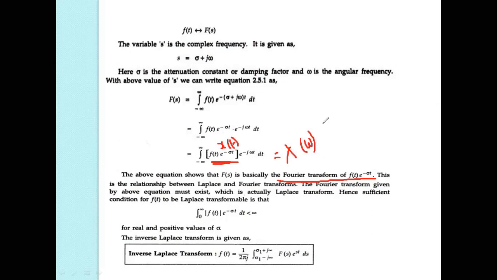When sigma is equal to 0, F(s) is equal to X(omega). The Laplace transformation becomes a Fourier transformation by substituting sigma equal to 0. This is the relation between the Laplace and the Fourier transform. The Fourier transform given by the above equation must exist, which is actually the Laplace transform.